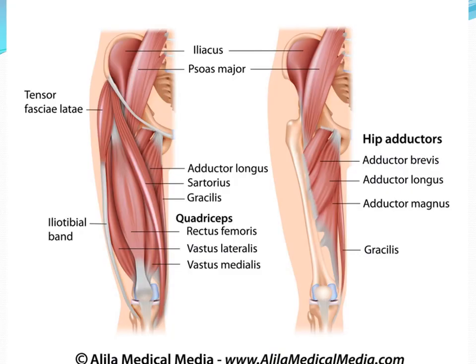And once again, there they are. When you're looking at that picture on the right, pectineus is that last little muscle that's not named, right above adductor brevis.